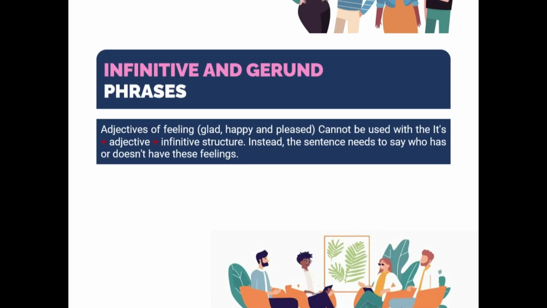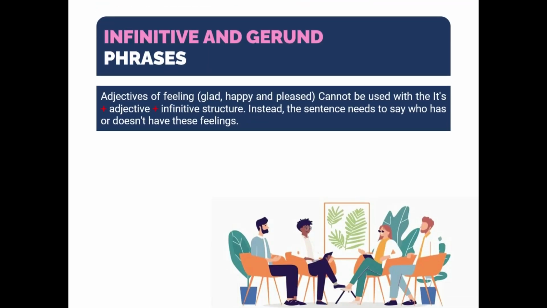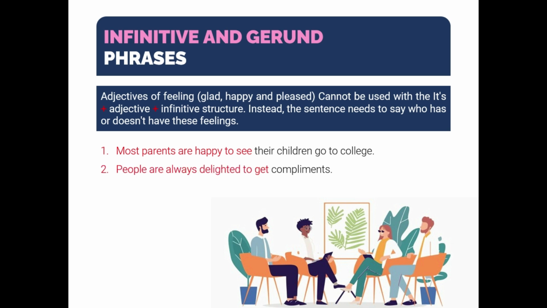Now, adjectives of feeling like glad, happy, and pleased cannot be used in the it's plus adjective plus infinitive structure. Instead, the sentence needs to say who has or doesn't have these feelings. For example, number 1, most parents are happy to see their children go to college. Number 2, people are always delighted to get compliments.